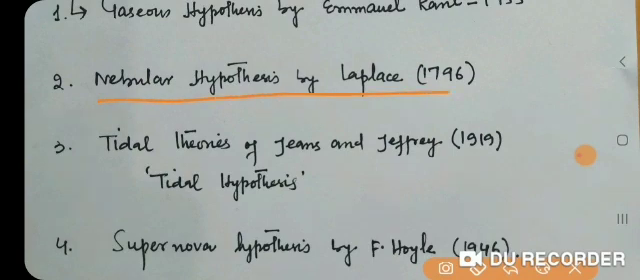The nebular hypothesis of Laplace is in your NCERT book. It states that originally the Sun was a gaseous cloud. The Sun was a spinning cloud of gases. That cloud of gases was called nebula. So there was a cloud of spinning gases, a gaseous cloud.